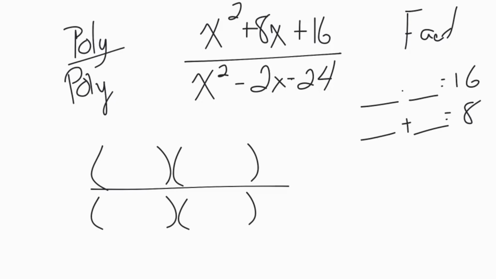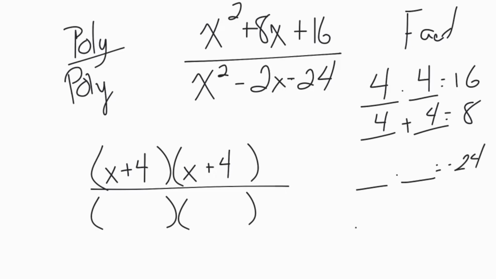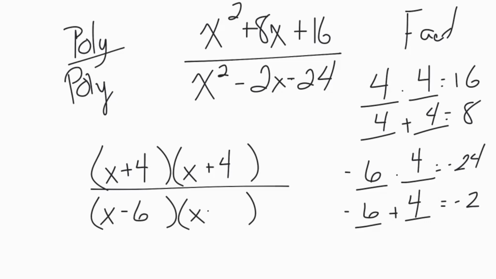So 4 times 4 is 16, and 4 plus 4 is 8. So this would be x plus 4, x plus 4. And then the denominator, what multiplies to get negative 24 and adds to get negative 2? That would be a 6 and a 4. That would make the 6 a negative, so this would be x minus 6, x plus 4. Then you can only simplify out like terms. So when those simplify out, you are left with an x plus 4 over an x minus 6.